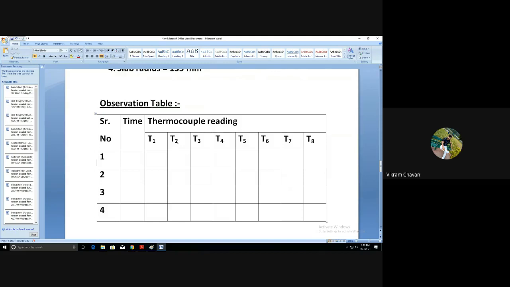But if you miss one of the readings out of these pairs, then also no problem. You can consider the reading of T1 for T2 also, the T3 reading for T4 also, the T5 reading for T6 also, and the T7 reading for T8 also.